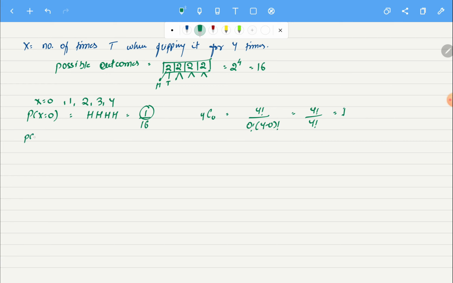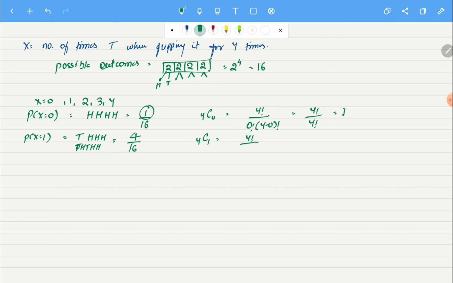Now we want to find x equals 1. How many total possible scenarios are there where we will have one tail? It can come in the first place and all the others will be heads. It can come in the second place and all the others will be heads. So like this, we have tossed it 4 times, so we will have 4 possible cases. So we can say 4 by 16. Now again we will try to use the formula and see if we get 4 again. So we will have 4 choose 1.